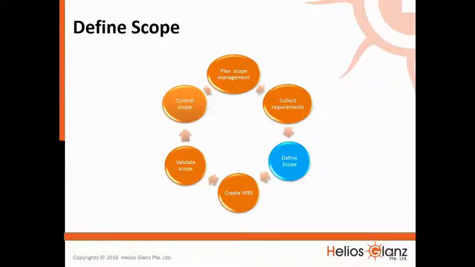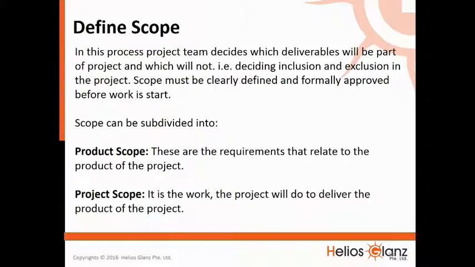Define scope. In this process, the project team decides which deliverables will be part of the project and which will not. That is, deciding inclusion and exclusion in the project. Scope must be clearly defined and formally approved before work is started.